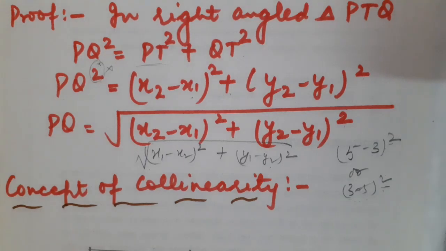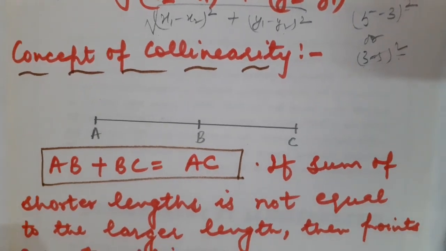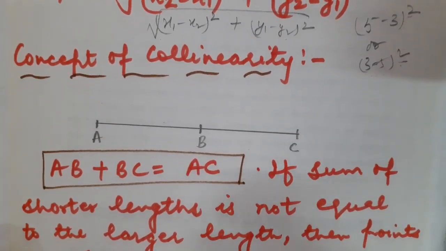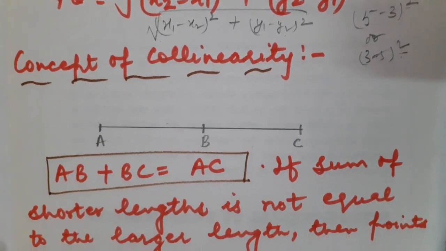You have to just keep the formula in your mind, and on the basis of this you have to do the questions. Fine. Now children, again I am going to switch to the next concept, that is the concept of collinearity. Before I explain the concept of collinearity on the basis of distance formula, you must know what you mean by collinear points. Always remember, when 3 or more than 3 points lie on the same line, then they are known as collinear points. Fine, students?